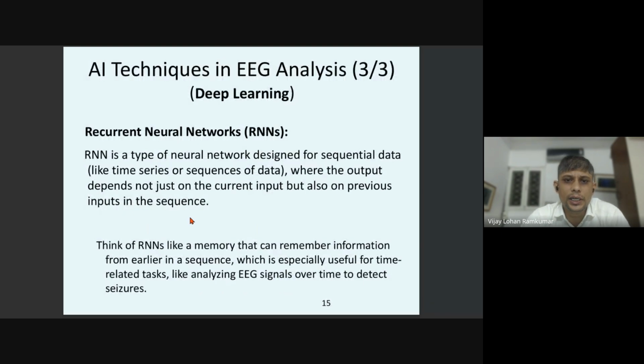Next one is deep learning. In this one, we will be using the previous data technique, but we will also be using memory. It will remember the previous data also. The technical name is RNN, or recurrent neural network.